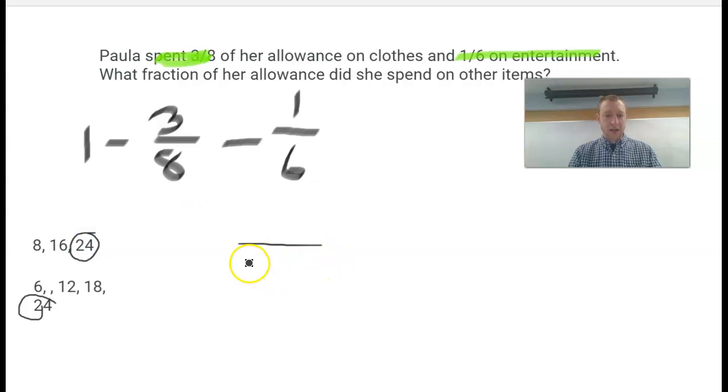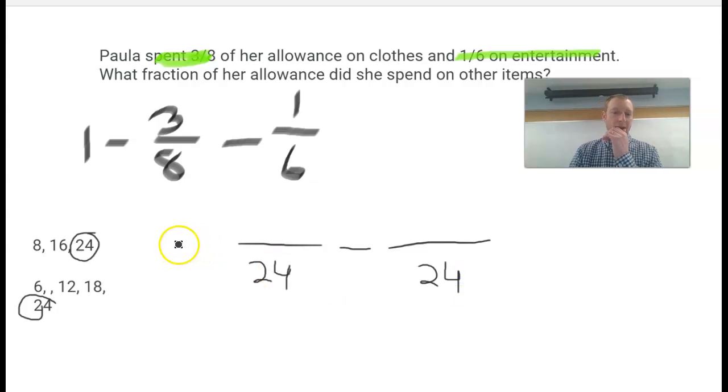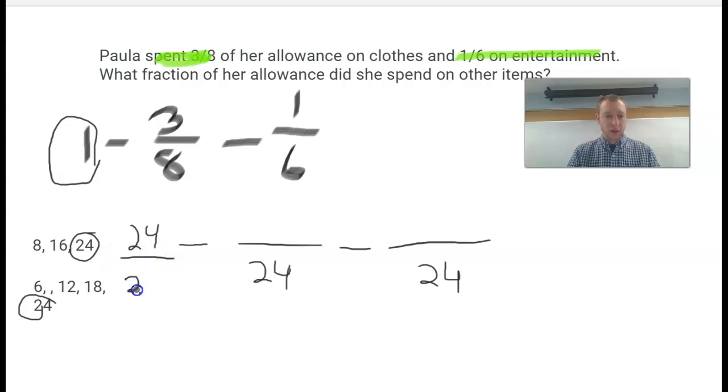Okay. So I've got something 24ths minus something 24ths. And then what about that whole? How am I going to subtract that? Well, one whole is actually the same thing as 24 24ths, right? 24 out of 24 is one whole. So that's what she's got all together. And then she spent something 24ths on clothes and something 24ths on entertainment.